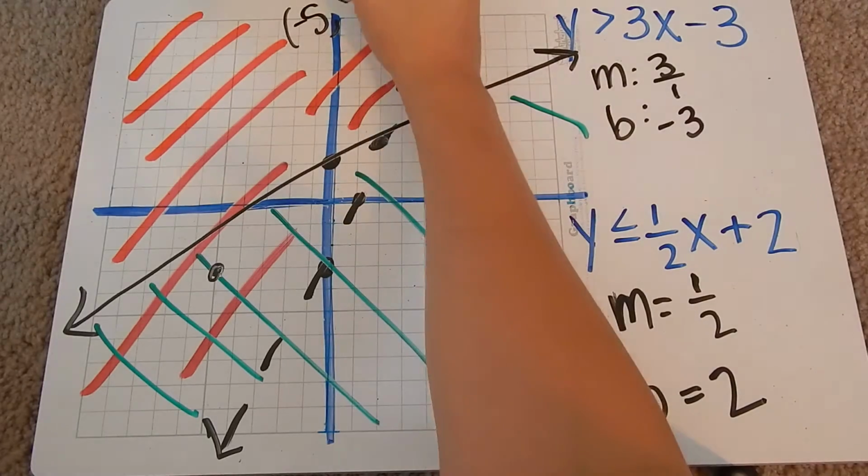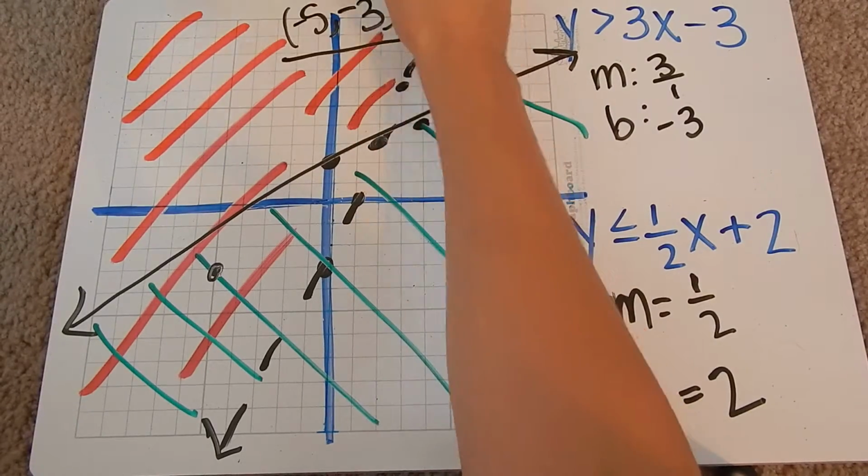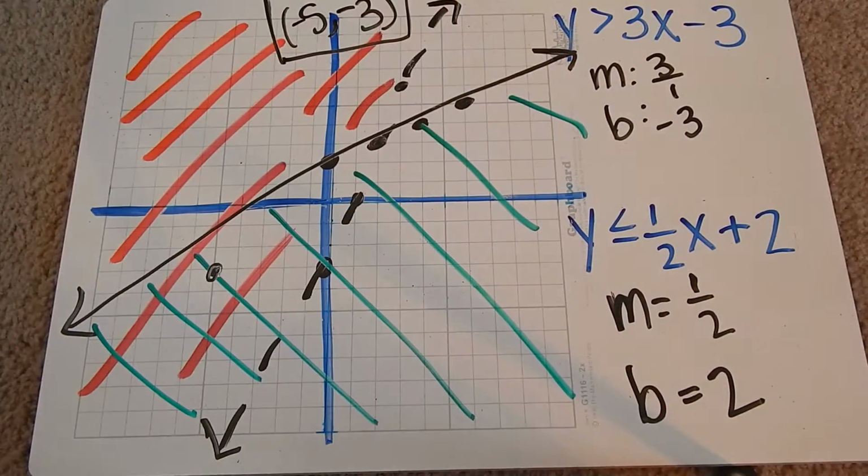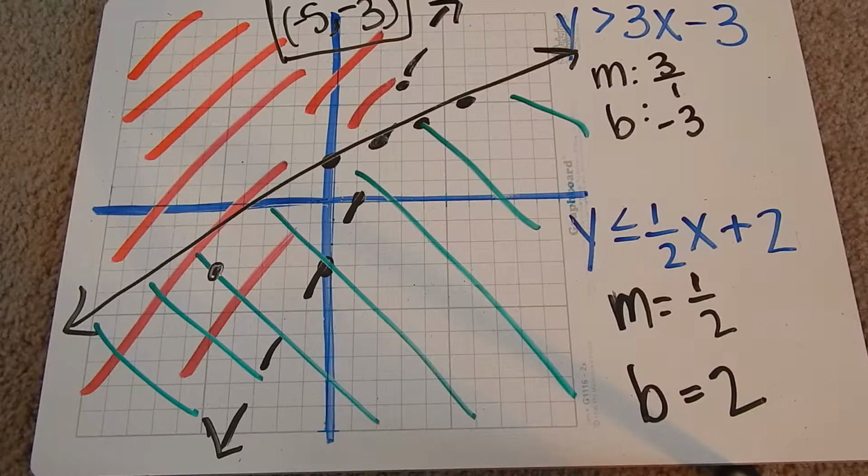And that y value is -3. So this would be a possible solution if the question asked for one. Anything again in that intersection there is a solution.